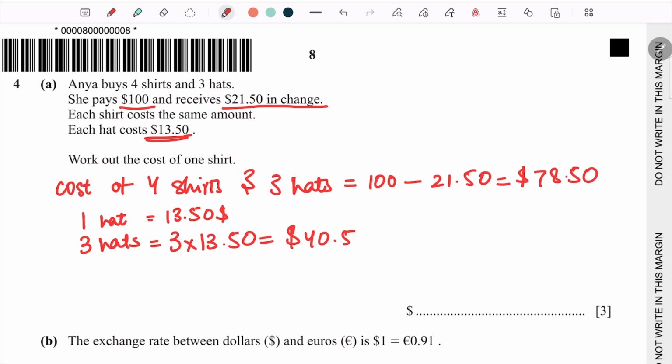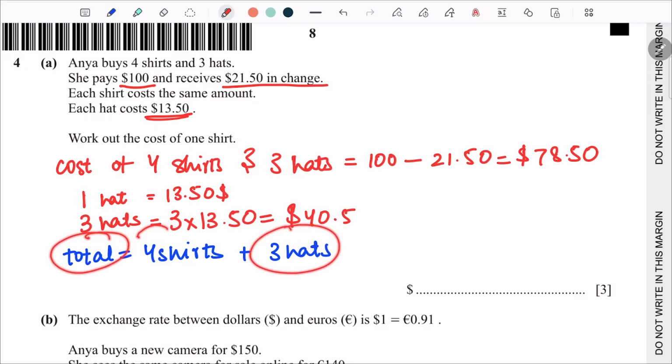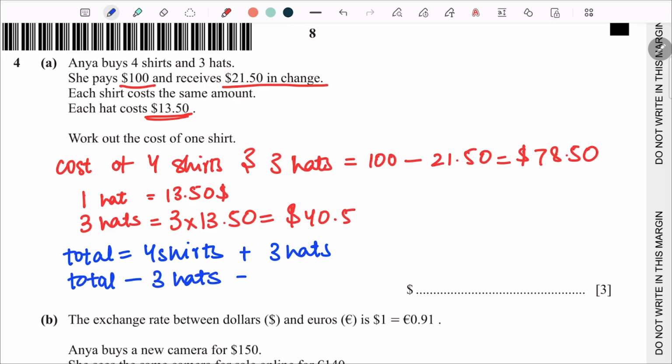Now the question is telling us to work out the cost of one shirt, and each shirt is of the same price. So basically I'm going to take the total cost. If I consider the total cost, that is going to be 4 shirts plus 3 hats. I already have the total amount of money and I have the cost of 3 hats. So total minus cost of 3 hats is equal to cost of 4 shirts.